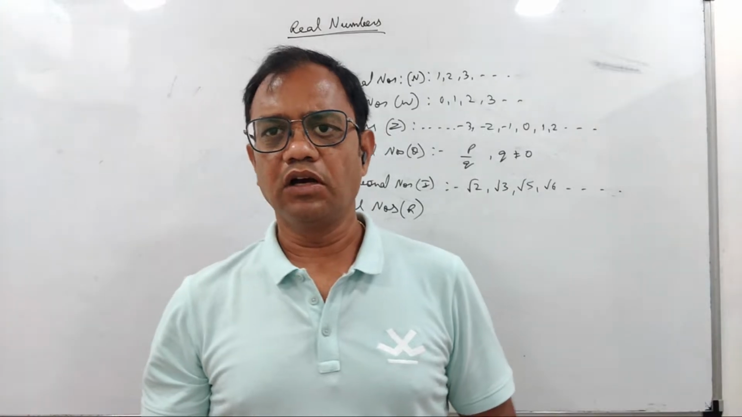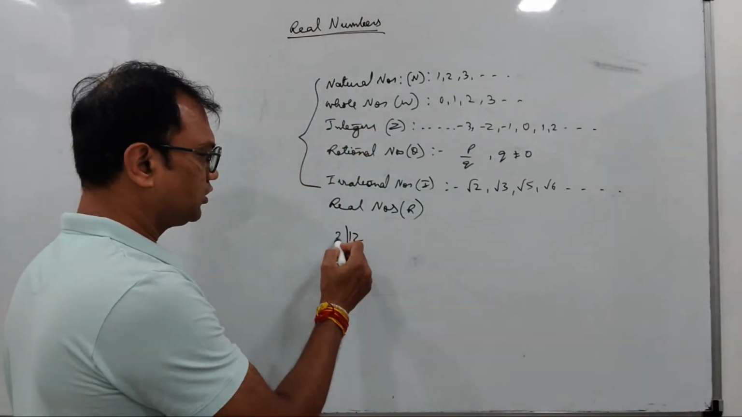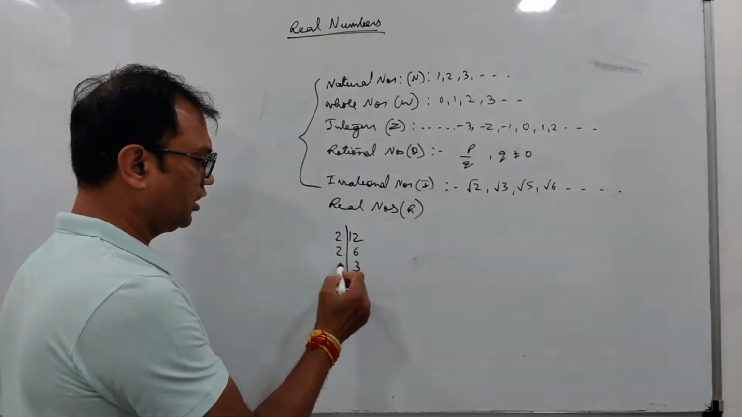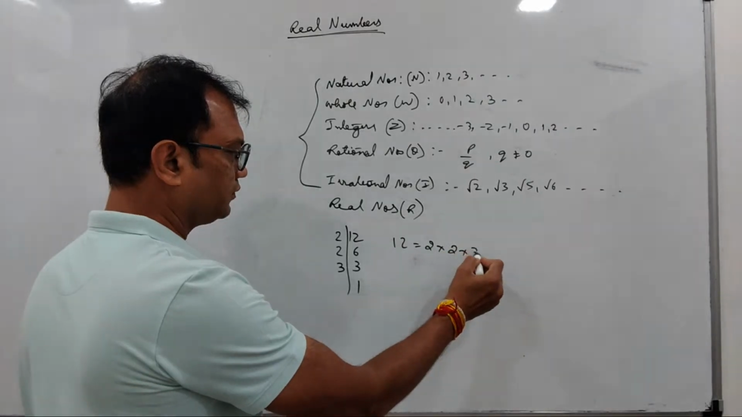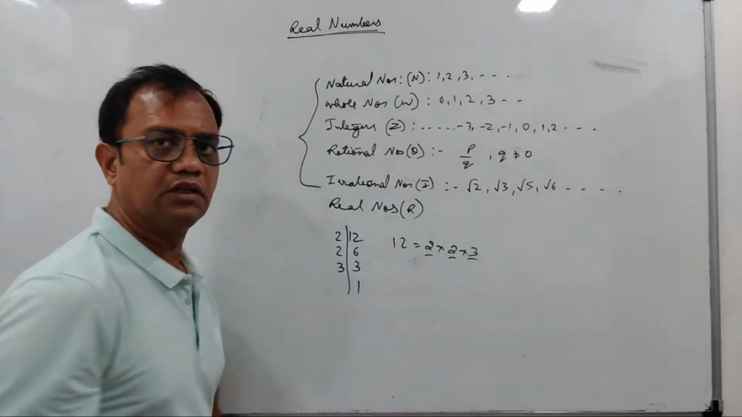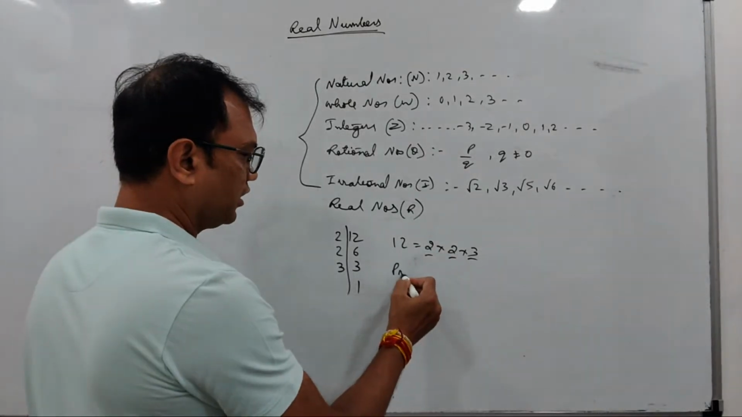So till now we have studied prime factorization. For example, the prime factorization of 12 is 2, 6, 2, 3, 3, 1. So 12 we can write as 2 into 2 into 3. So why do we do that? Here comes the definition of numbers.